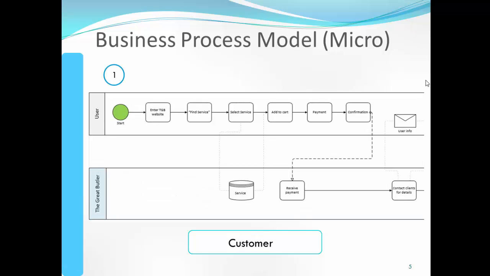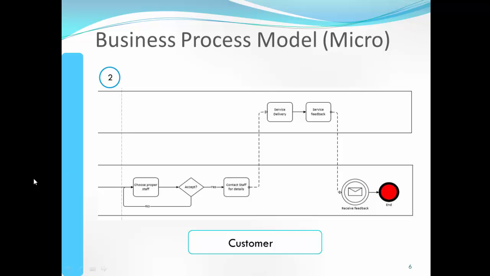Looking from the customer's point of view, to request a service, the customer must enter the website and find the service, and finally complete the payment. Moving to the line above, the company contacts the client for further details after receiving the payment. After that, the staff member is chosen, and here the company relies on the staff's availability, like it is shown here in this conditional cycle.